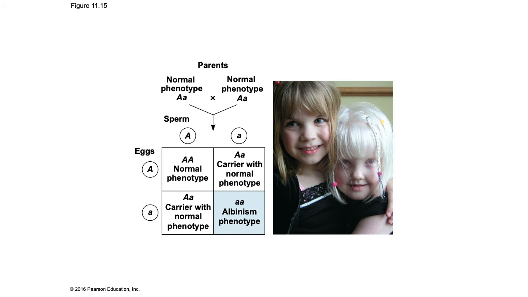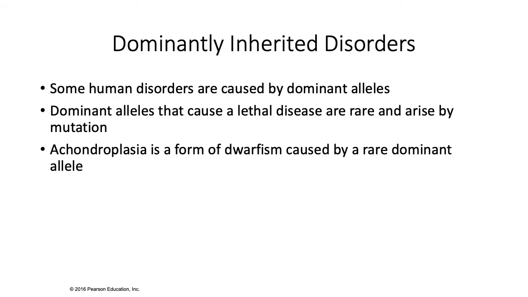The one on the right has albinism. You can see from the Punnett square on the left that both of the parents of these two sisters were heterozygous for the gene that can cause albinism. When these two parents have offspring, each child has a 25% chance of having the albinism phenotype. So, cystic fibrosis and albinism are examples of recessively inherited disorders.